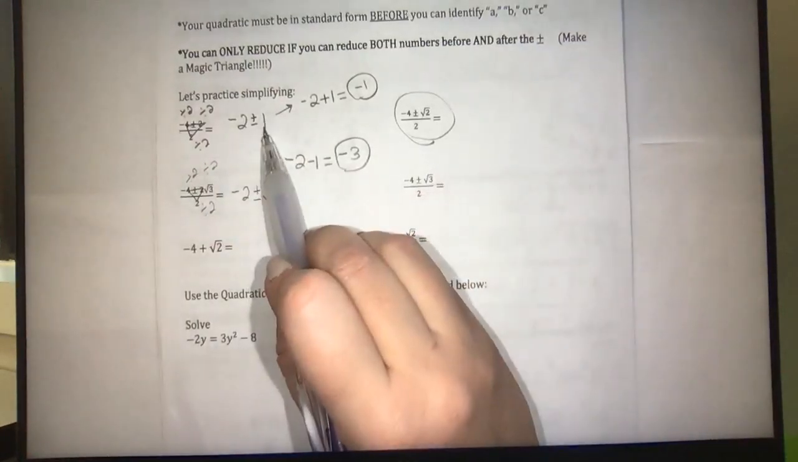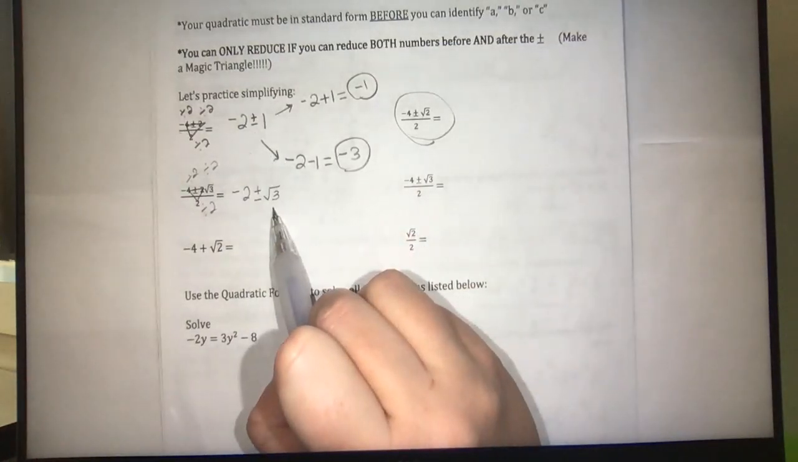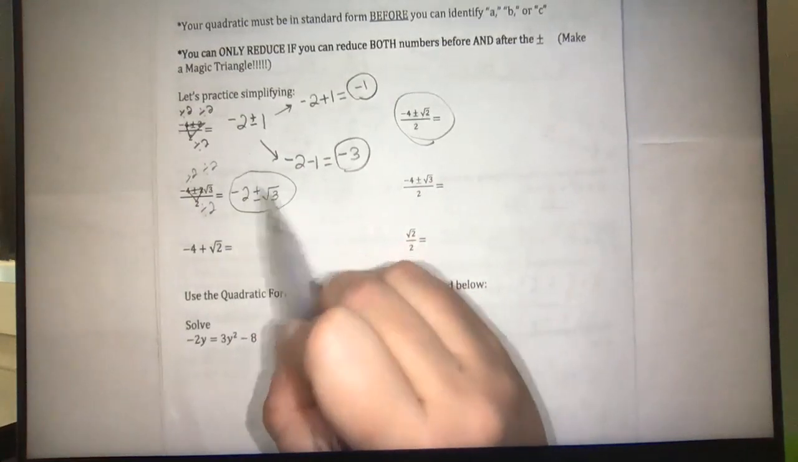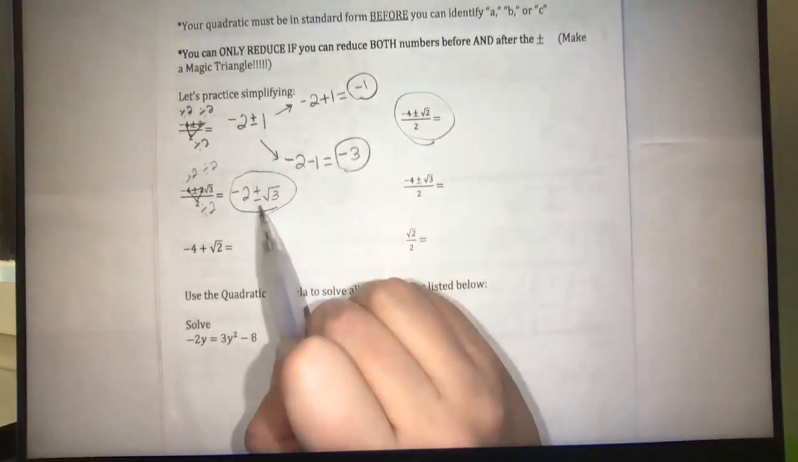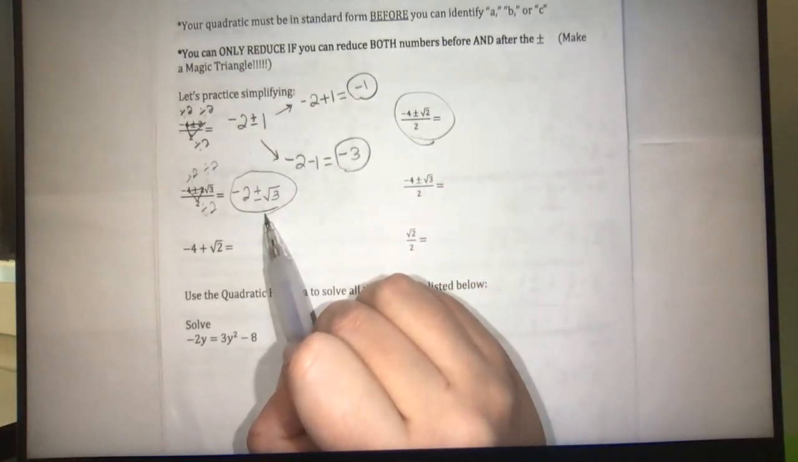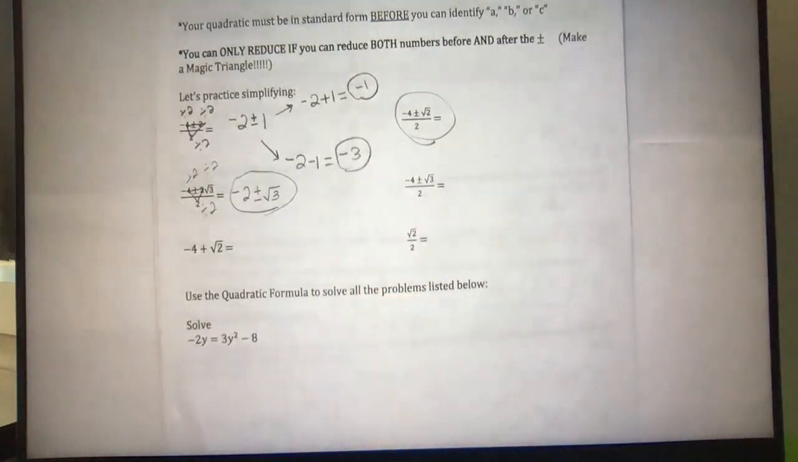Okay, now up here at this point, I had to keep going. Can I keep going down here or am I done? I'm done. Because these are not like terms. These were like terms up here. But at this point, I have to stop because I cannot combine them. So magic triangle is your first question. Can you do a triangle? If you can do it, then ask yourself, are those like terms? If they are, you keep going. If they're not, you're done.